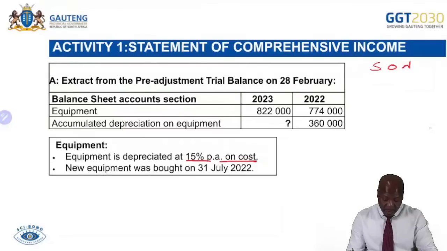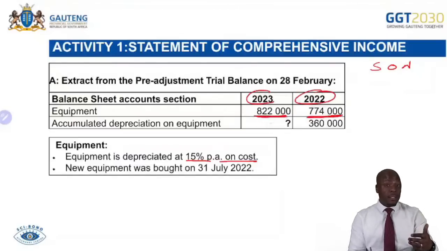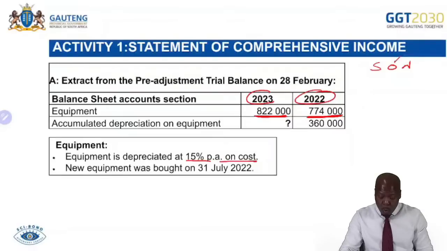But what we have is a change. Someone is saying, where do you see the change, Mr. Simbi? If you look at the year 2022, our equipment was 774,000. But when you come to 2023, our equipment is now 822,000. Our equipment has increased. What could have caused that? Definitely, we bought new equipment. So here we're going to have the old and the new. The old is easy, what we had from the beginning.